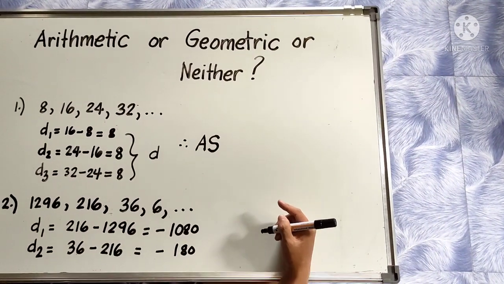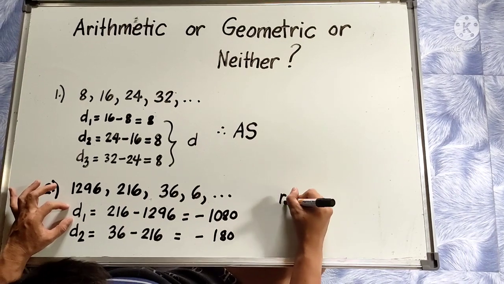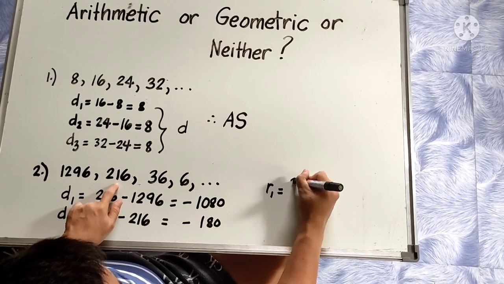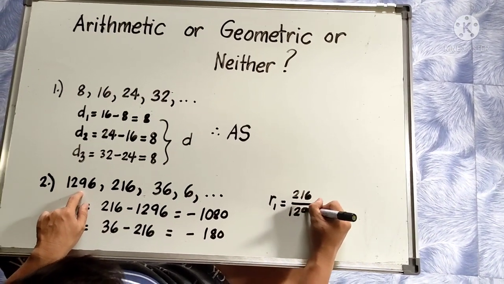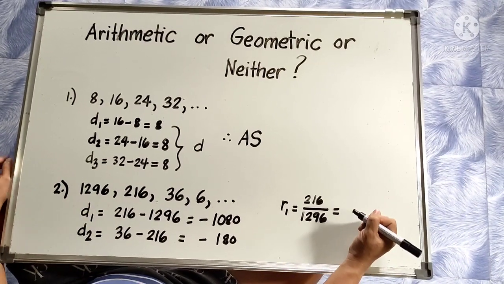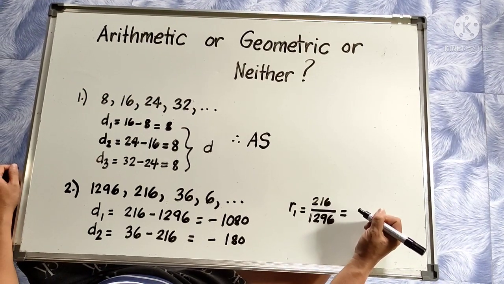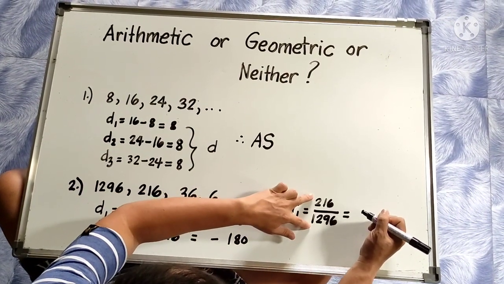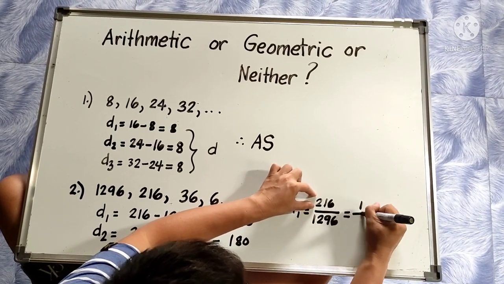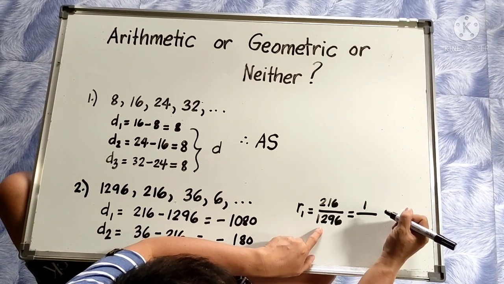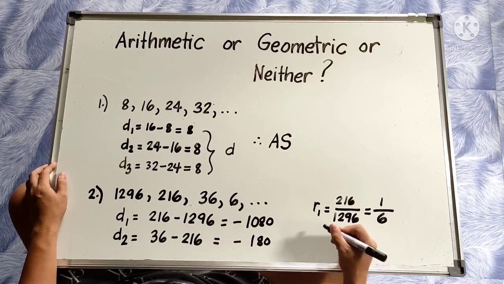So you proceed to the ratios. Perhaps number 2 is geometric. So let's have ratio number 1: 216 over 1,296. 1,296 is divisible by 216, so this is reducible by 216. 216 divided by 216 is 1 over 1,296 divided by 216, which is 6. So that is our first ratio.